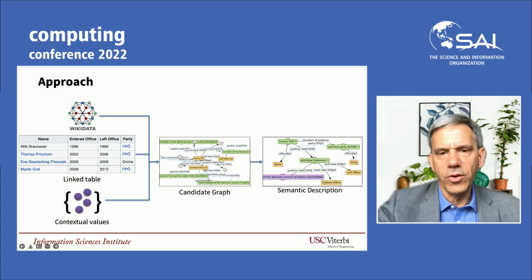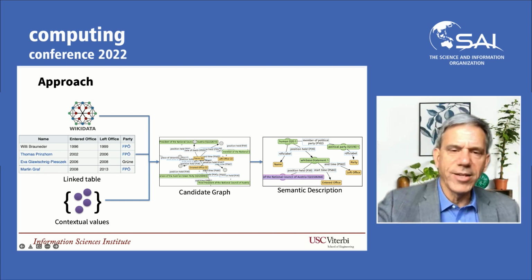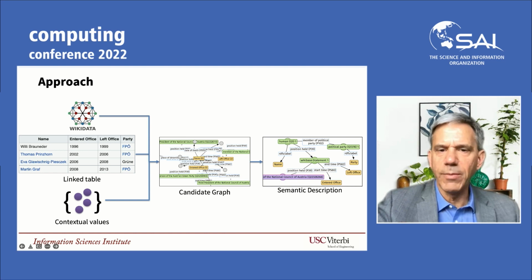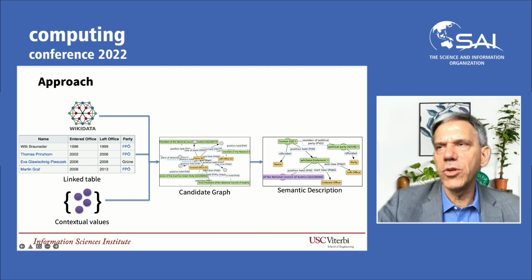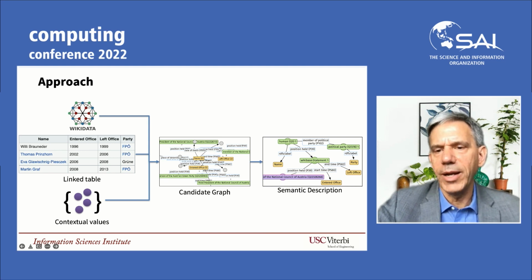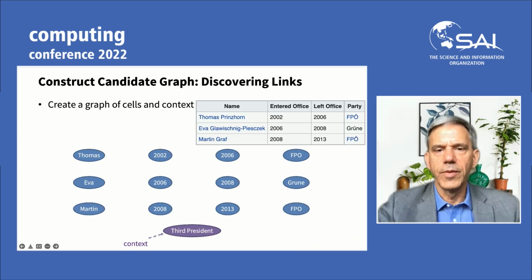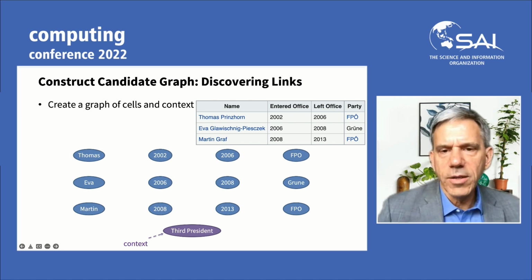And that information is often important because it provides the context for this table. Because if you just looked at this table, you wouldn't know that this is a table about third presidents. But the title right above the table says third presidents. So we use that contextual information. Then there are two steps, right? We're going to build what's called a candidate graph. So these are the possible relationships in this table that might hold. And then finally, we'll take this candidate graph and distill it down into what we think is the final semantic description of the table. So let me start talking about how we build the candidate graph. All right, so what I've done here is basically I've taken this table.